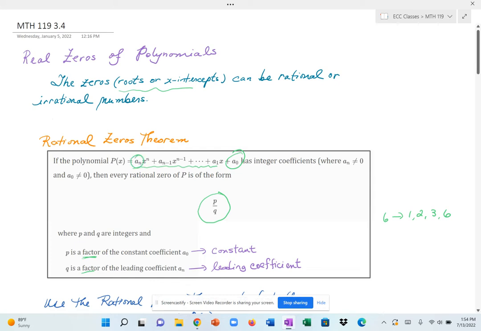So whatever those factors are, the combination of fractions that can be created from the factors of a sub 0 over the factors of a sub n is what your potential zeros or roots of your polynomial can be. And that's only if you have real number answers. We know that sometimes you can get imaginary or complex numbers that would not be found via this theorem.